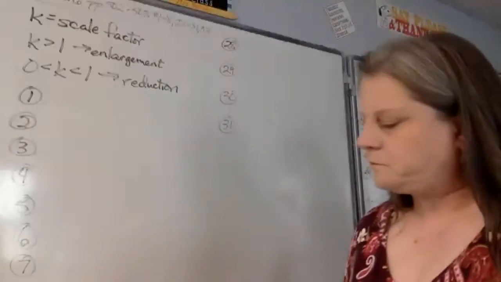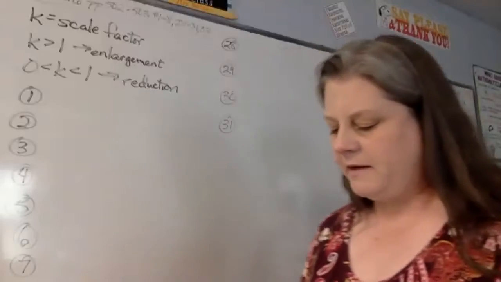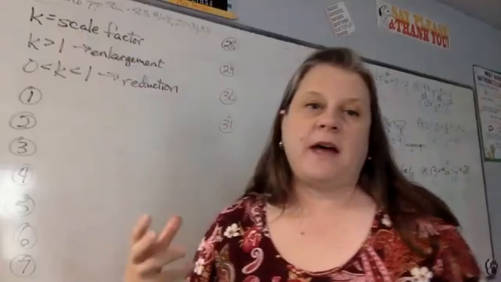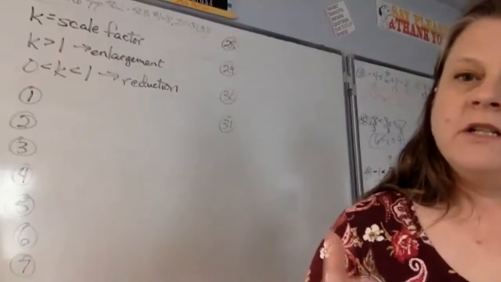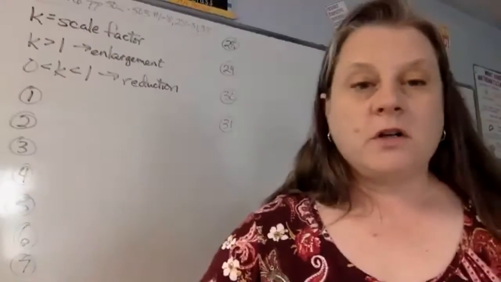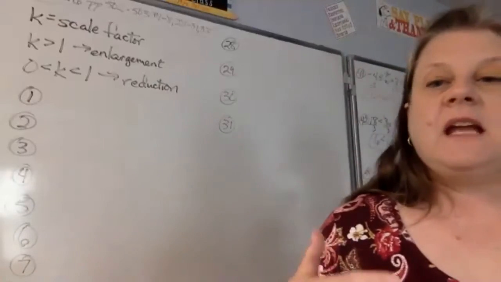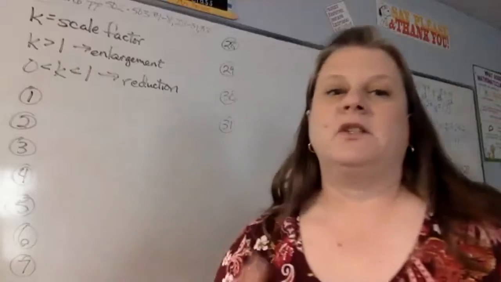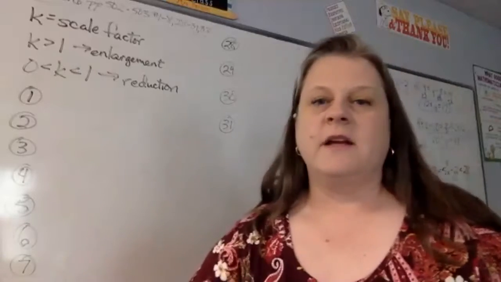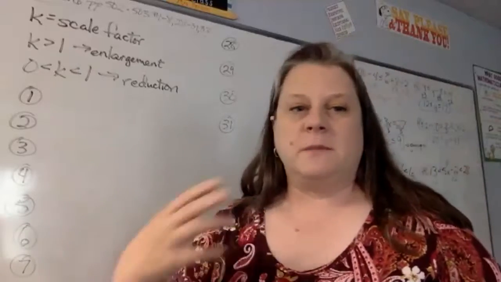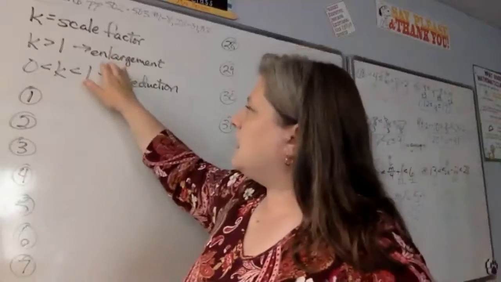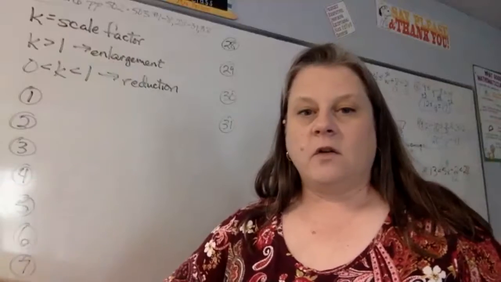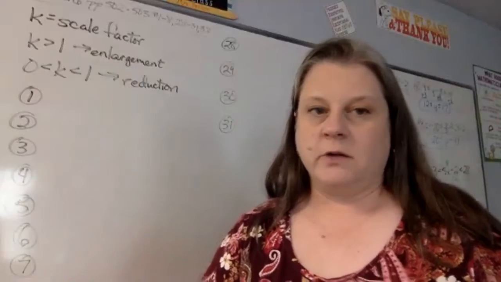Okay, I hate when they do that, but anyway, if K is the scale factor, that's the ratio they're using to either do the enlargement or the reduction. If the scale factor is bigger than 1, so if it's 2, if it's 5, if it's 3, it means that it's an enlargement. The image is an enlargement of the pre-image, the original.